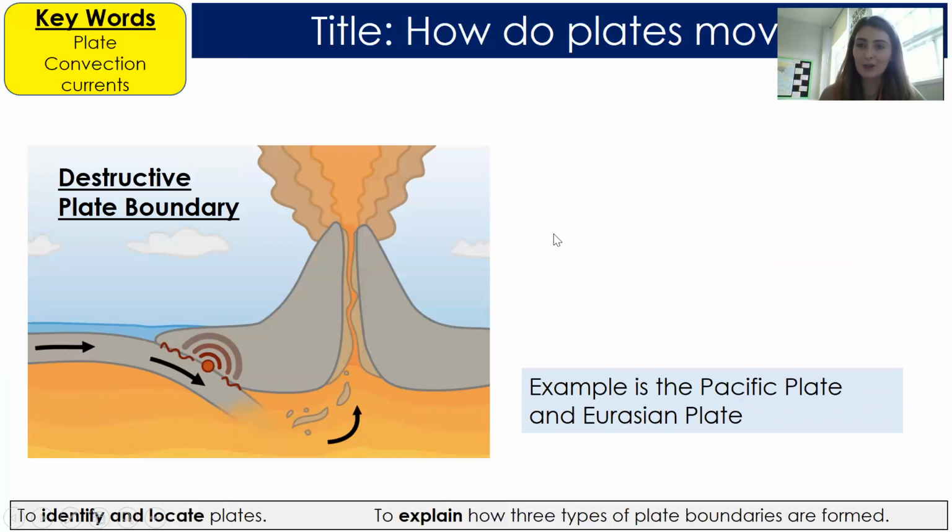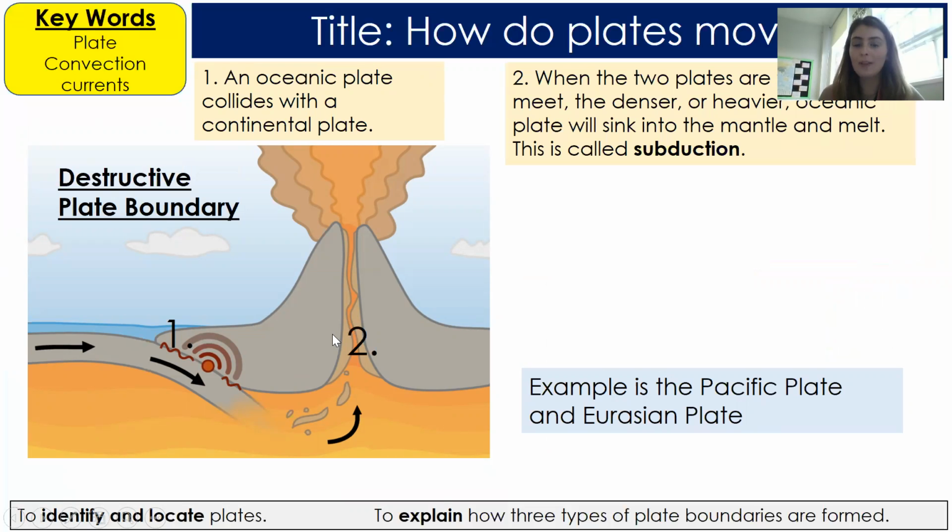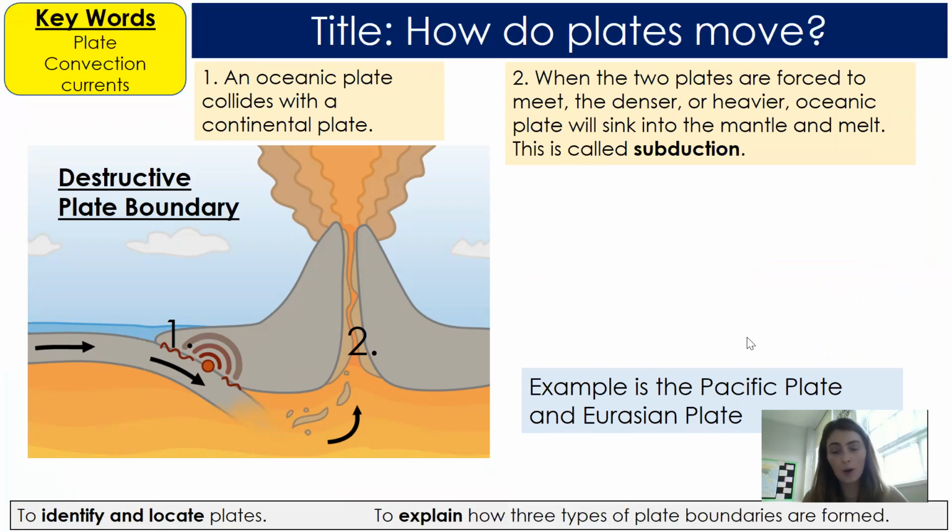Our next one is a destructive plate boundary, which we can see here. First of all, we've got a plate which is moving below another one. So it says an oceanic plate collides with a continental plate. When the 2 plates are forced to meet, the denser or the heavier one sinks into the mantle and melts.